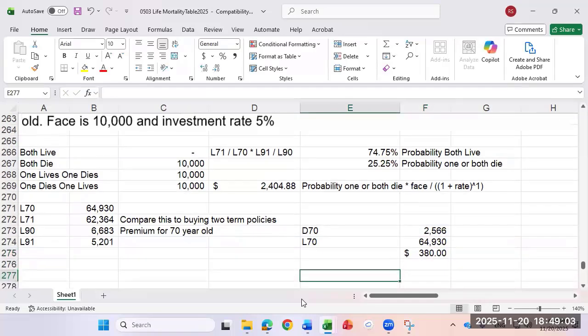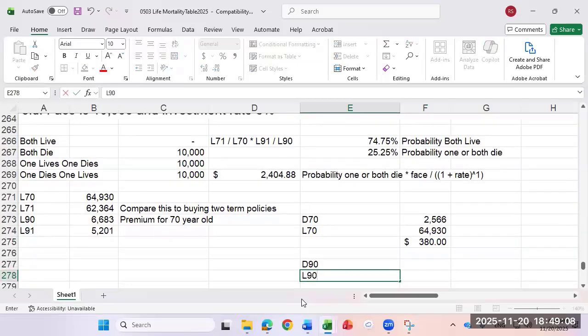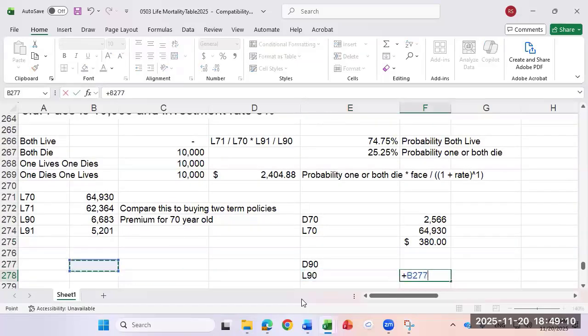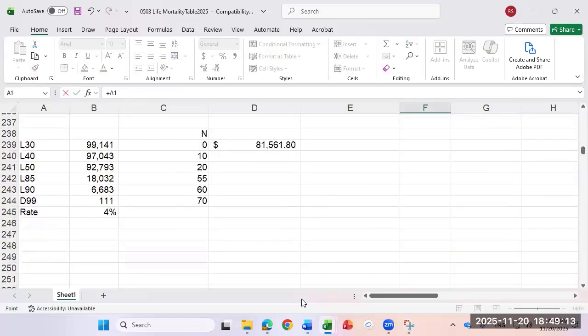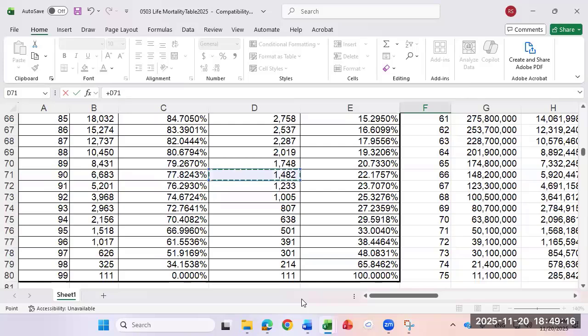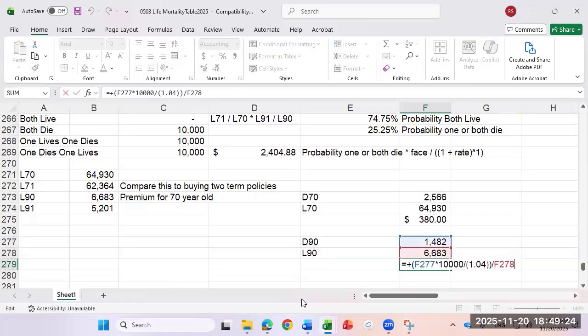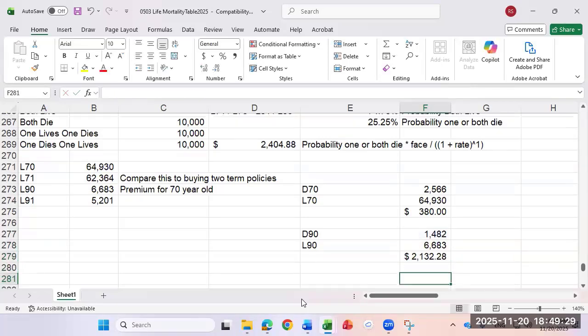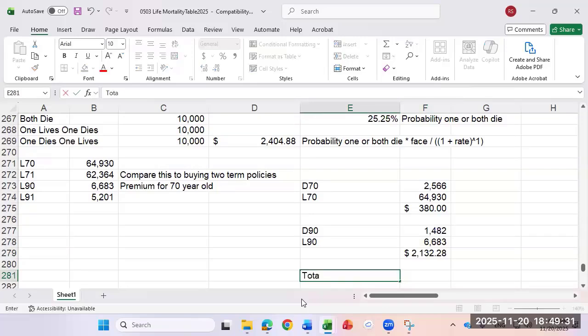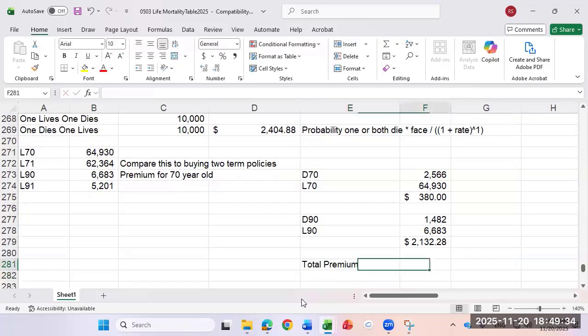Then you do D90 and L90. We already have L90 over here. We just need D90. And so our premium there is going to be the number of people dying times 10,000 divided by 1.04 divided by the livers. Your total premium for two policies is going to be 25,1227.